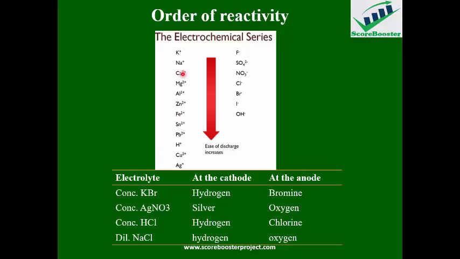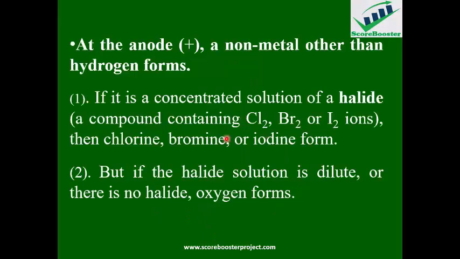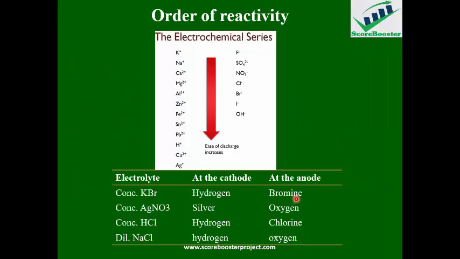So look at this. We have K on top, we have hydrogen here, then hydrogen is discharged at the cathode. We have bromine here and we have OH here. What we're saying here is, if it's a concentrated compound, then bromine is discharged at the anode. So I think that one is clear.